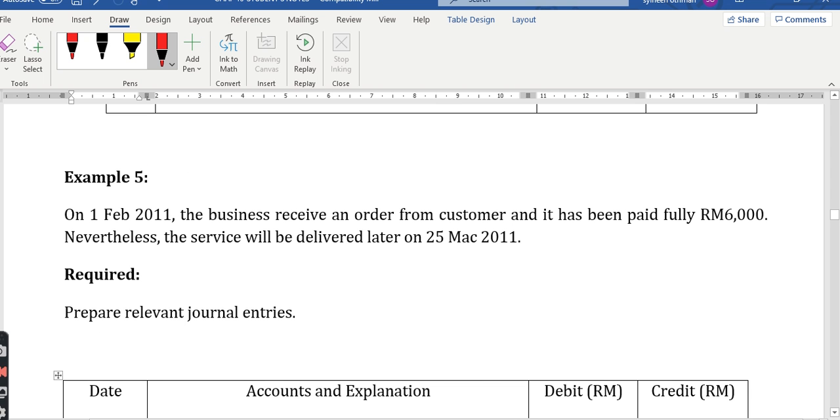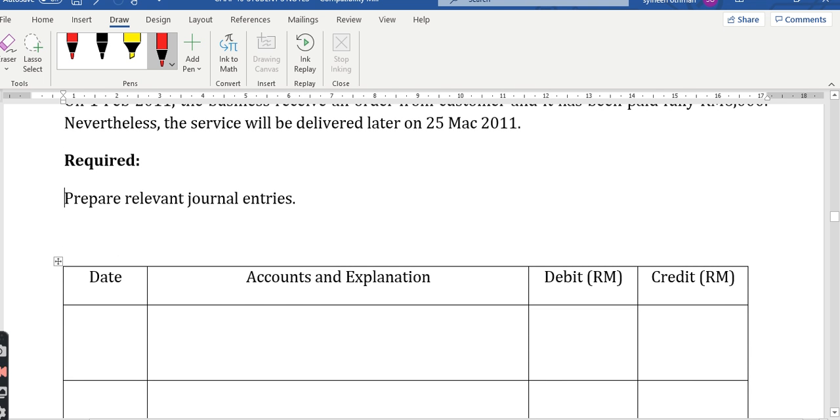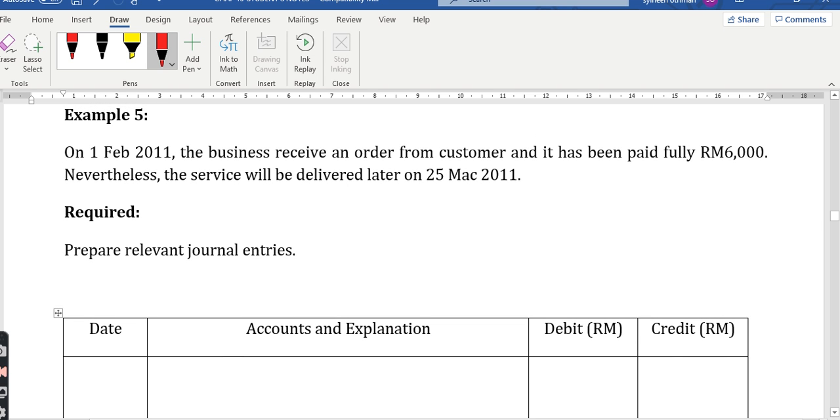On 1st February 2011, the business received an order from a customer and it has been fully paid with the amount of 6,000 ringgit. But the services were only delivered to the customer later, on the 25th of March 2011. I received the money on 1st of February the same year. So I need to record the receipt of the money on 1st of February 2011, before I even deliver the services to the customer.